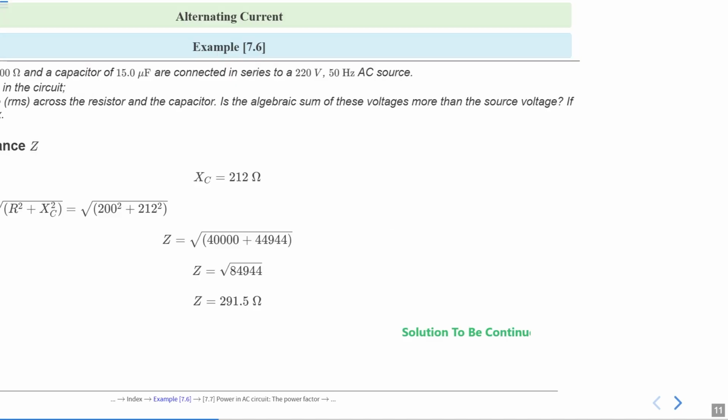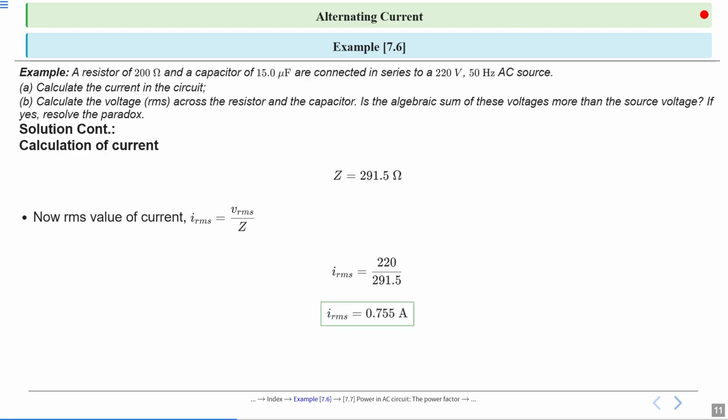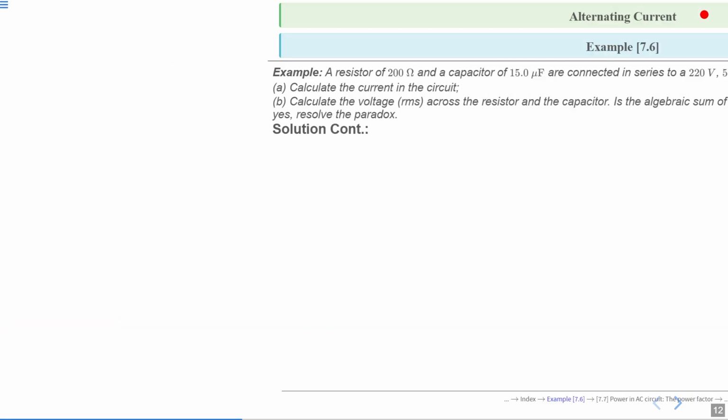Now we will calculate the current. What was the current? IRMS was equal to VRMS upon Z. Z we have calculated as 291.5 ohm, and RMS value of current is equal to VRMS upon Z. So put the value of VRMS, which is 220 volt, and Z equal to 291.5. So IRMS will be equal to 0.755 ampere. So we have calculated the IRMS.